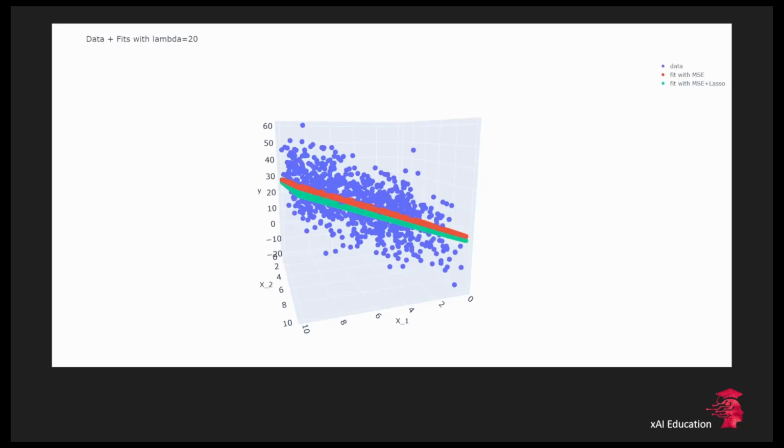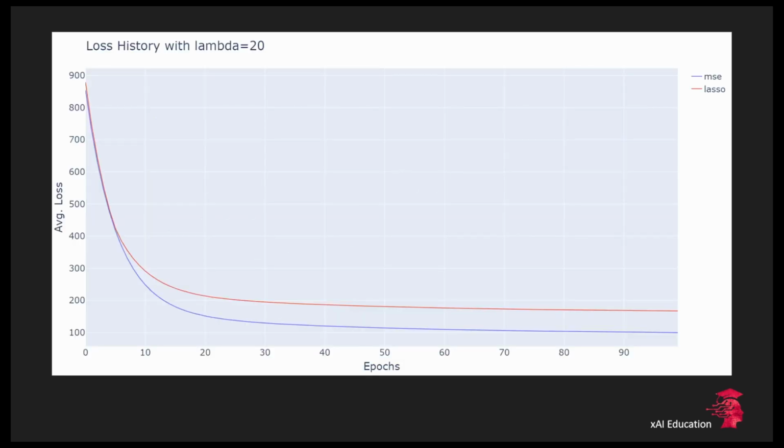When we set lambda equal to 20, we get the following result. As you can observe, we see a difference now. The green curve is the model trained with the mean squared error plus LASSO, and the red curve is the model trained only with the mean squared error. The loss history also shows the difference. The average loss of the mean squared error plus LASSO is larger than the average loss of the mean squared error, since our regularizer is taking effect.